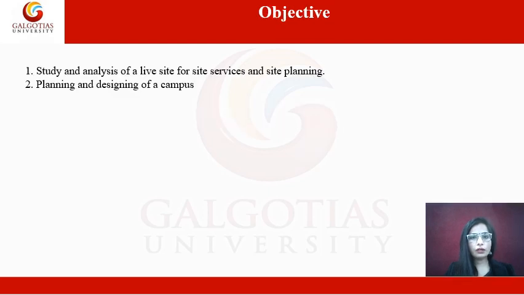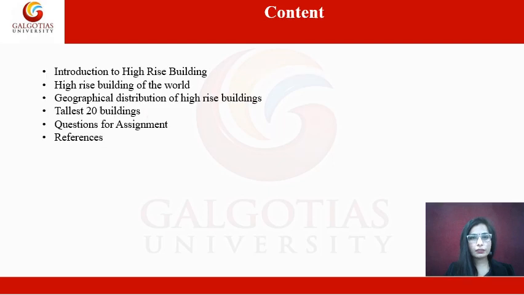Here are given two objectives of this module. First one is study and analysis of a live site for site services and site planning. And second is planning and designing of a campus. Here are the contents of this lecture. First one is introduction to high-rise building. Second is high-rise buildings of the world, geographical distribution of high-rise buildings, tallest 20 buildings in the world. And at the end, you will see some questions for your assignment and the references.